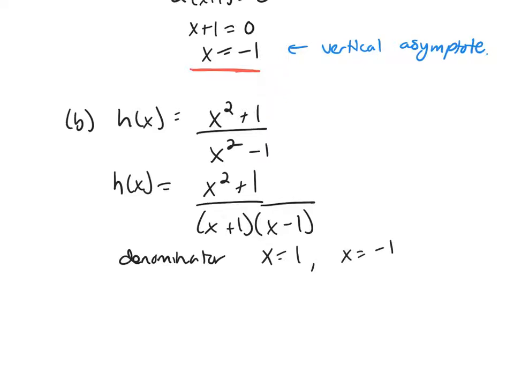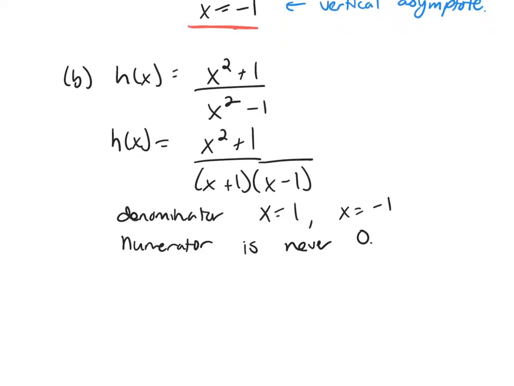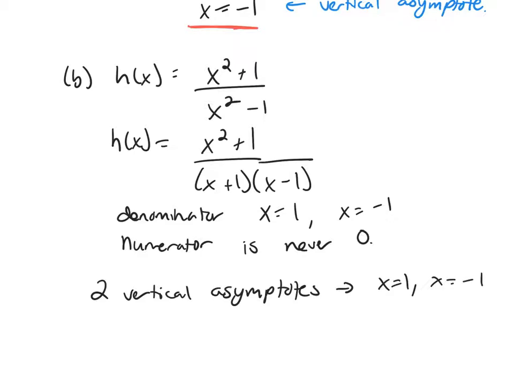So then you need to look at the numerator. What makes the numerator 0? The numerator is never 0. It's always at least 1. So in this case, I have two vertical asymptotes. And those two vertical asymptotes are x equals 1 and x equals negative 1.